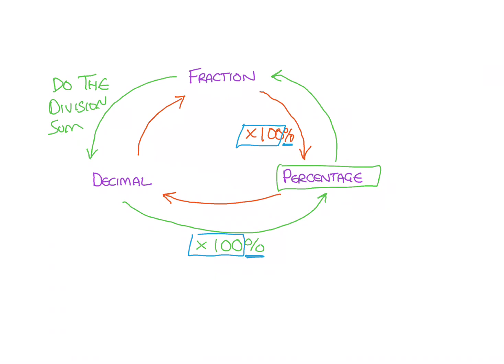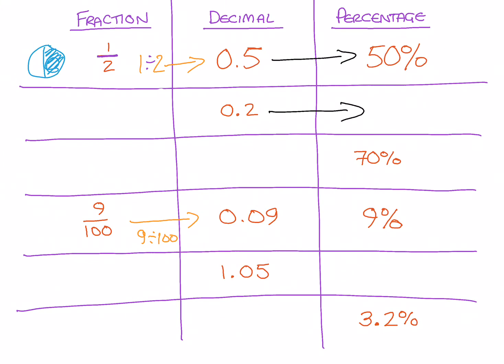Okay, so that's 3 out of the 6 so far. So I take that 0.2 and I multiply by 100 and I get 20%. Okay, I could do the same now for this decimal. If I multiply that by 100 and put a percent sign on the end, I'm going to get 105%.